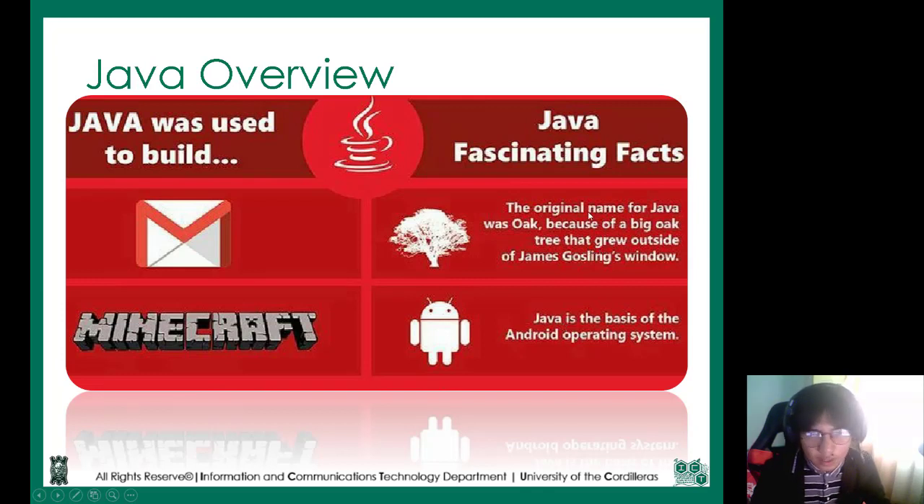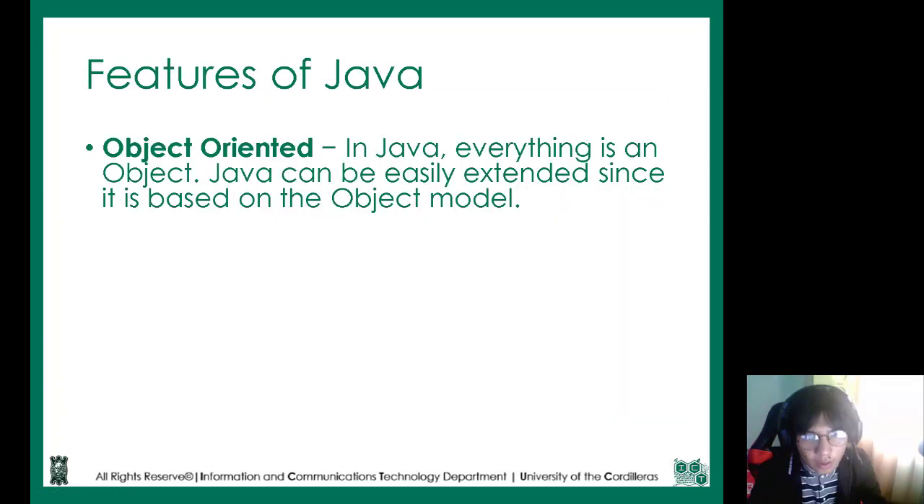Now, just an interesting fact here. Yes, Java was once called Oak. Okay, it's actually a tree that grew outside of Java's creator James Gosling's office. Now let's talk about the features of Java programming.